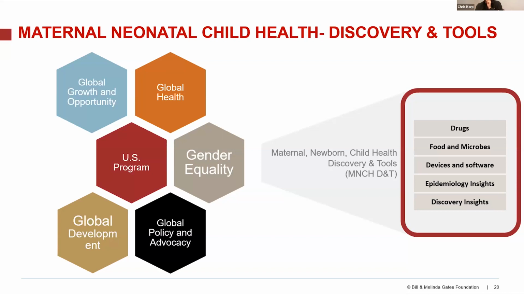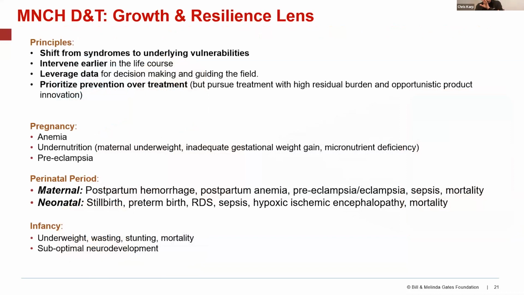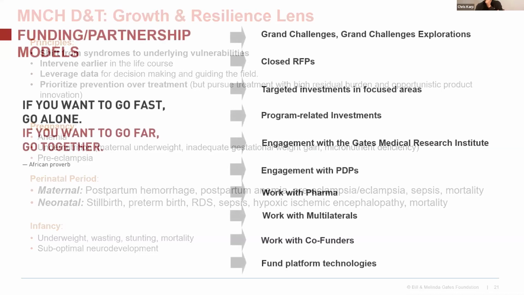And if you go to the next slide, the focus here really is shifting from the infectious syndromes to the underlying vulnerabilities, intervening early in the life course and prioritizing prevention over treatment. I've listed below by kind of life course what they focus on. So in pregnancy, it's anemia, undernutrition, and preeclampsia. In the perinatal period, it's postpartum hemorrhage and anemia, sepsis in moms, and in neonates, stillbirth, preterm birth, sepsis, hypoxic encephalopathy. And in infancy, again, this nexus of underweight, wasting, stunting, mortality, and optimal or suboptimal neurodevelopment.